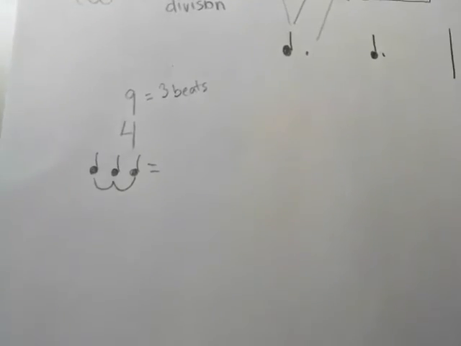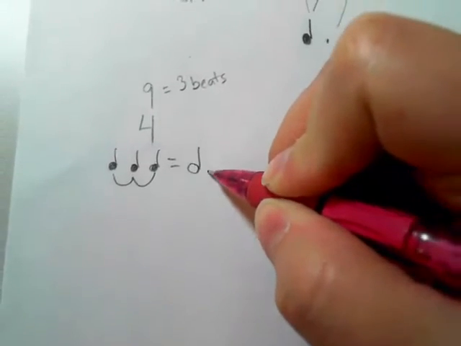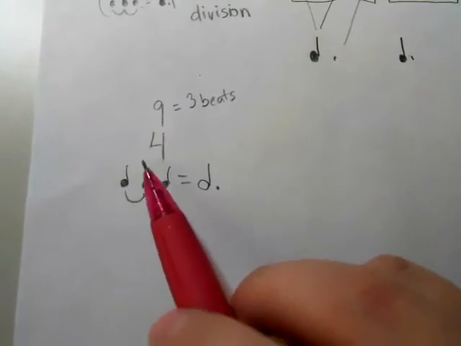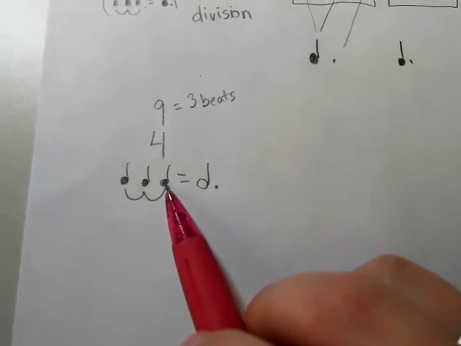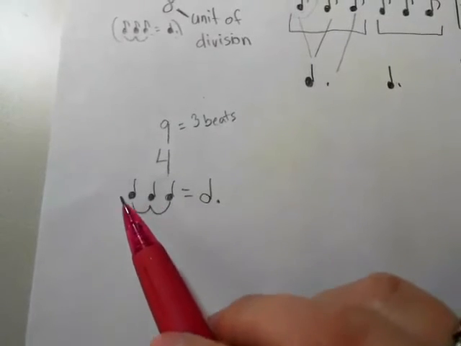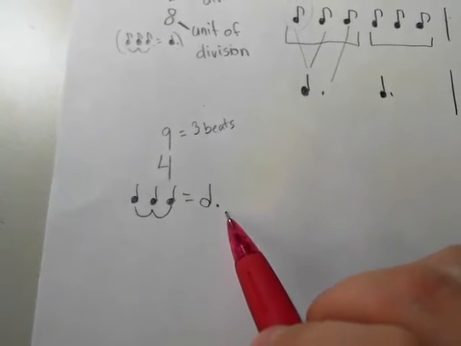What kind of dotted note does that make? Well, you add the first 2 together, and that gives you a half note. And then the third one is always going to be the dot. So add the first 2 notes together makes a half note. The third one will end up being the dot. So we have a dotted half note gets the beat.